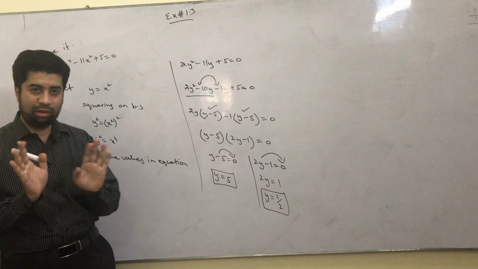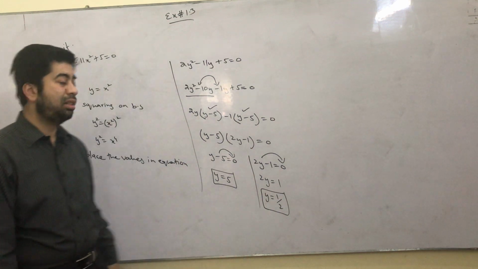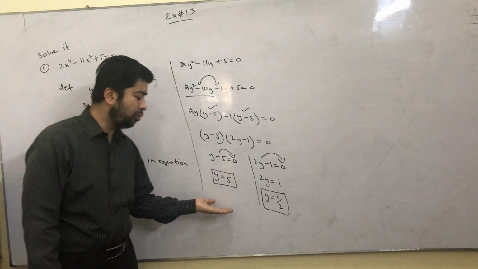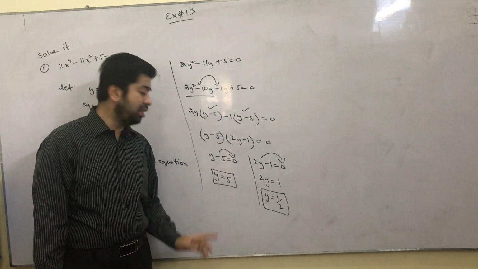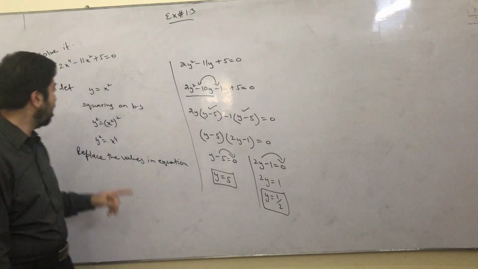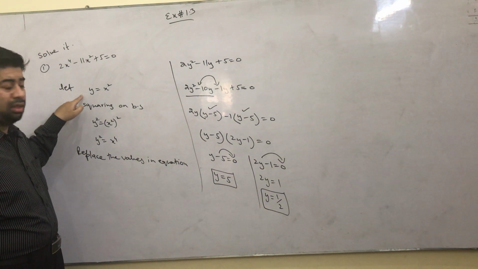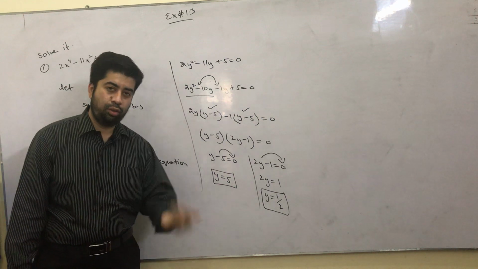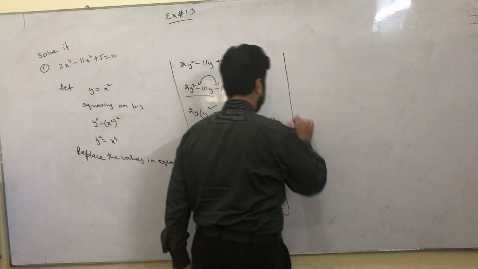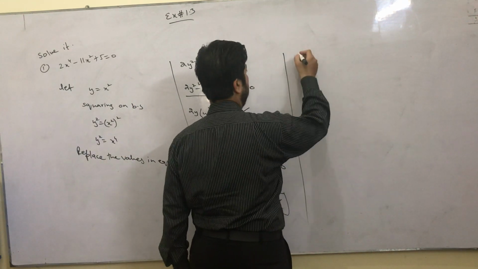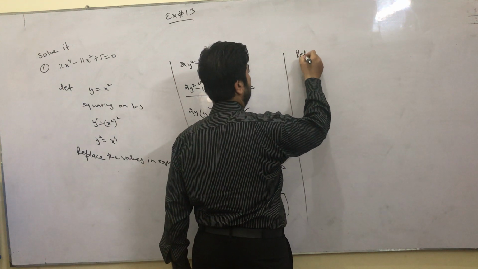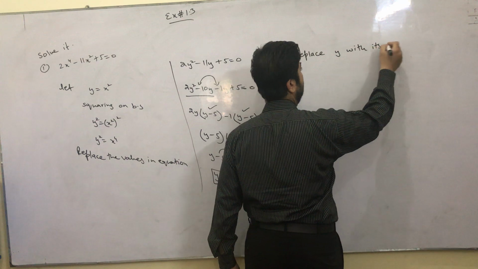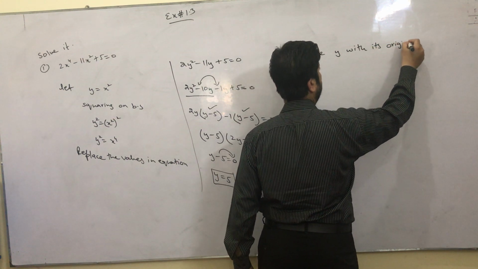But this is not the solution, because in the start of the question we have variable x, but at the end of the question we have variable y. This variable y is just because we have let this x square into y. Now convert this scenario into the original one. Just replace y with its original value.